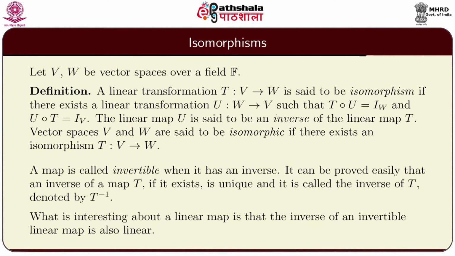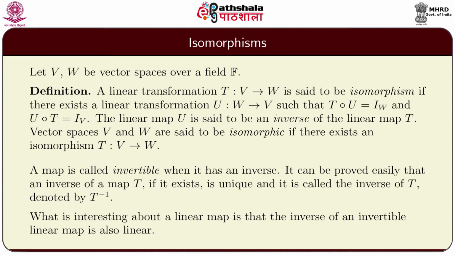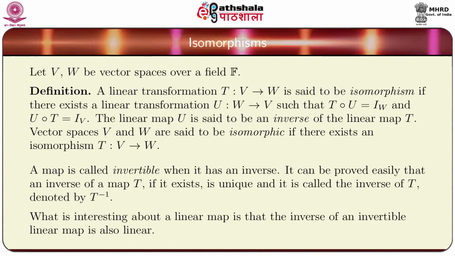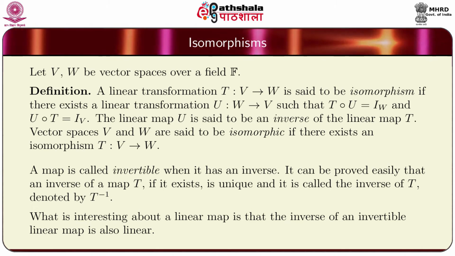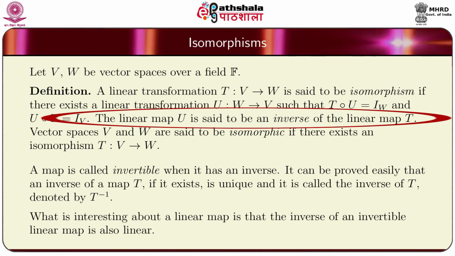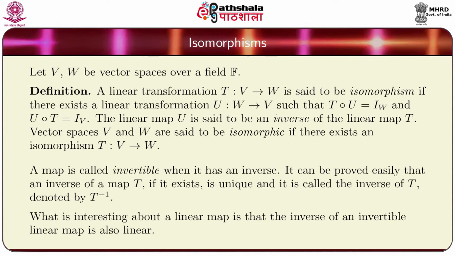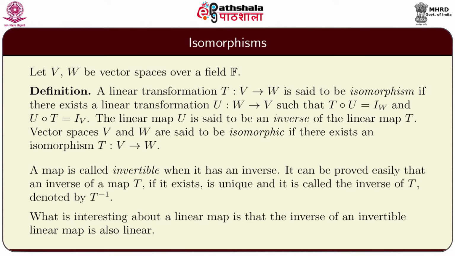Let V and W be vector spaces over a field F. A linear transformation T from V to W is said to be an isomorphism if there exists a linear transformation U from W to V, that is in the other direction, such that T composition U is the identity operator on W and U composition T is the identity operator on V. The linear map U is said to be an inverse of the linear map T, and vector spaces V and W are said to be isomorphic if there exists an isomorphism T from V to W.